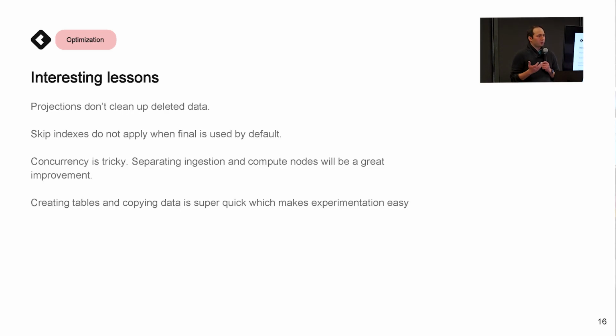And then there's a couple of other interesting lessons. So there's this feature called projections, which allows you to optimize certain group by queries. It doesn't really handle deletes, which was one of our big use cases. Skip indexes are another feature that allows you to query a subset of the data. That also didn't work with the FINAL keyword. By default, there's a special setting that allows you to do that, but it has caveats. It may not necessarily be current.